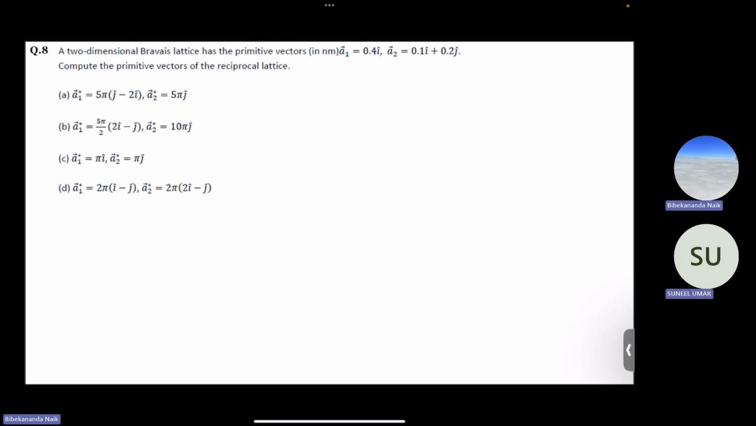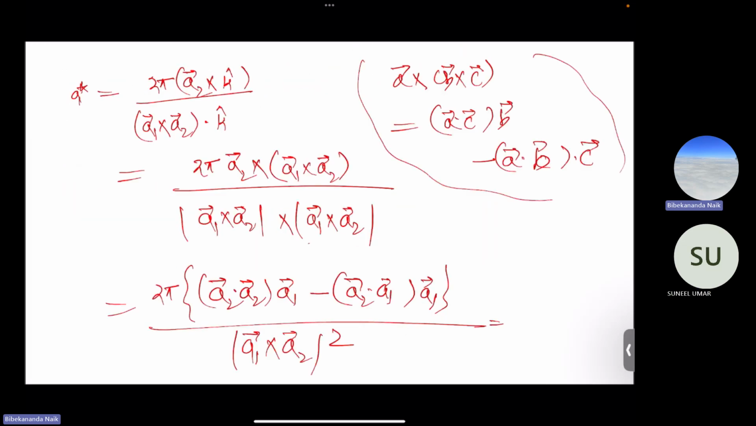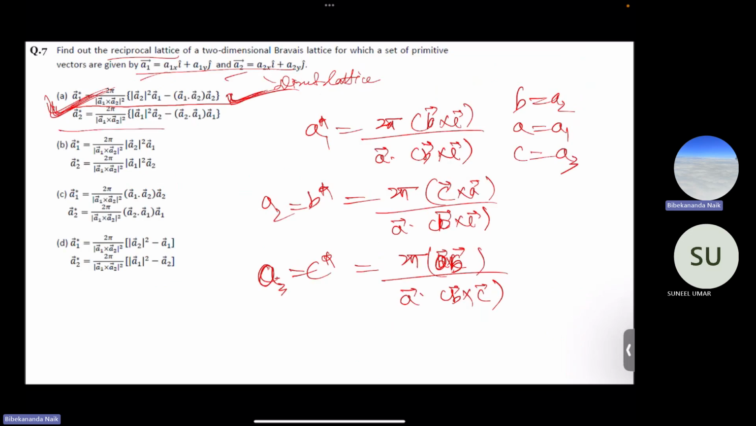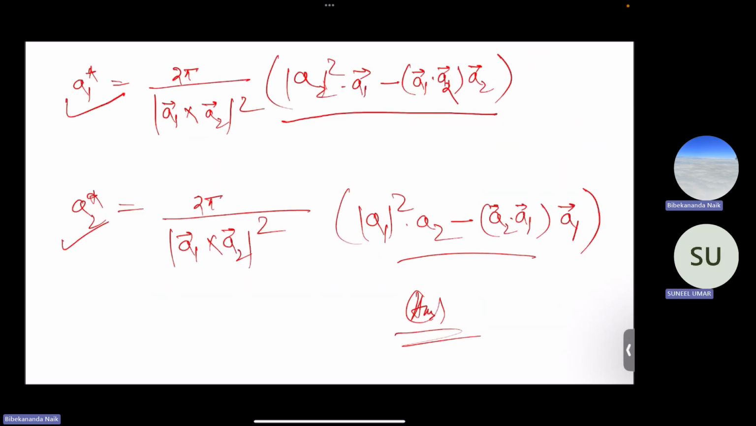So the expressions are the same. You just need to put the values into those expressions and we can easily calculate the correct answer. You just need to remember the expression. We will put the values of A1 vector and A2 vector and get the correct answer. I'll give a few minutes to try this, so please calculate and tell me what the correct option will be.